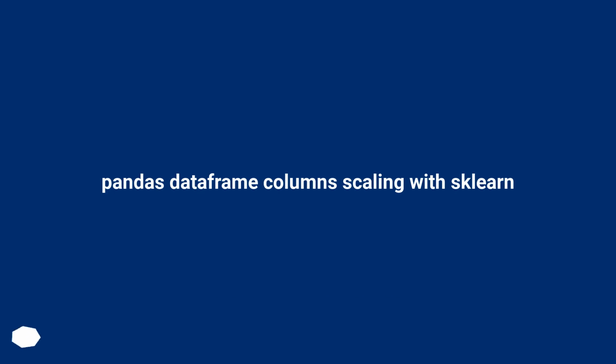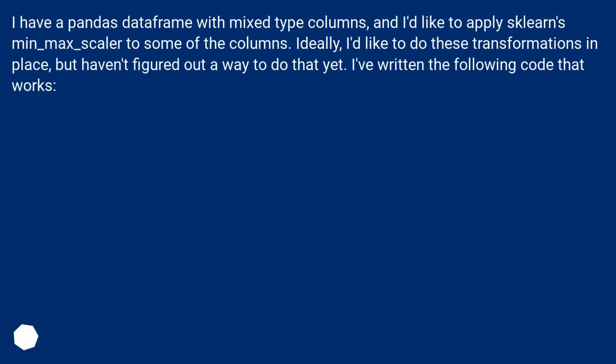Pandas dataframe column scaling with sklearn. I have a pandas dataframe with mixed type columns, and I'd like to apply sklearn's min_max_scalar to some of the columns. Ideally, I'd like to do these transformations in place, but haven't figured out a way to do that yet. I've written the following code that works.